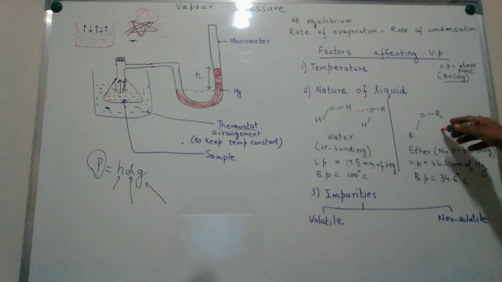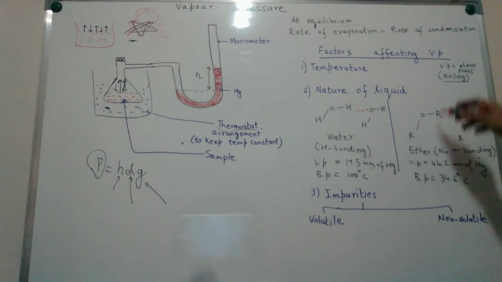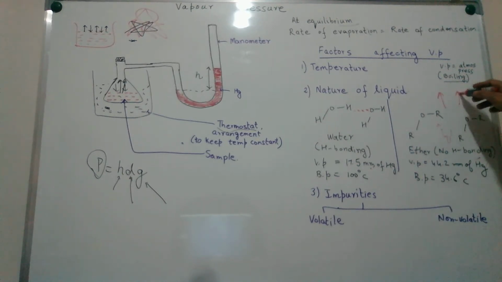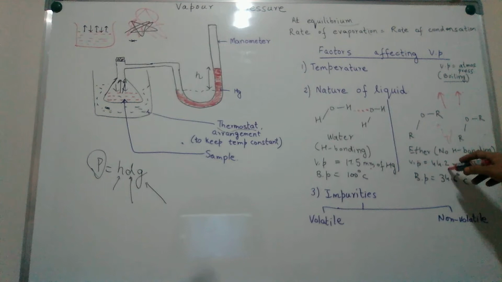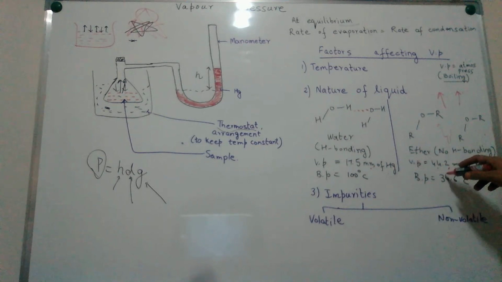Take the case of ether. There's no hydrogen bonding happening over here. In other words, there is no love lost between the two ether molecules. So what will happen is when you heat it, this will escape easily. So if we compare the vapor pressure of ether at the same temperature as water, the vapor pressure of ether is more than that of water at the same temperature.